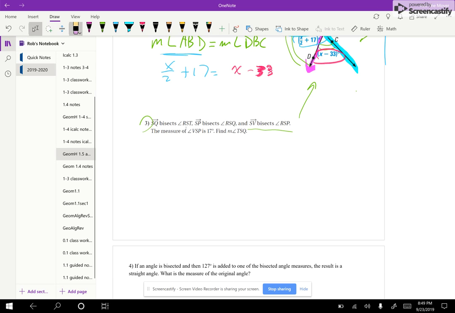Now, the key there is knowing... Let me just draw this one real quick. I'm going to be a little bit more careful here. You have an angle something like this. Let me call it R, S, T. S has to be the vertex. And there's some ray SQ that bisects it. So that means it cuts it in half. This angle right here is equal to this angle right here.